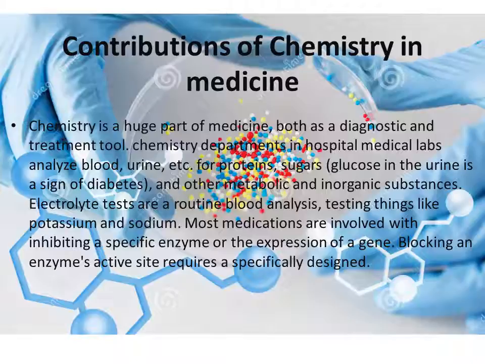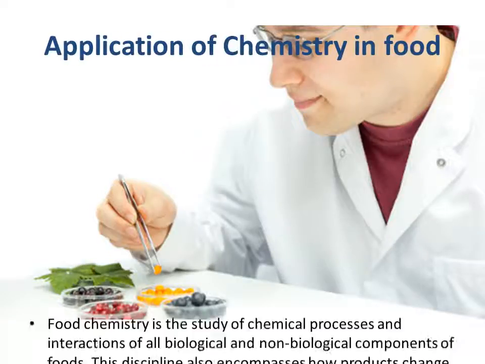Chemistry departments in hospitals and medical labs analyze blood and urine and other things for proteins and sugars. Glucose in the urine is a sign of diabetes and other metabolic and inorganic substances. Electrolyte tests are a routine blood analysis, testing things like potassium and so on. Most medications are involved with inhibiting a specific enzyme or the expression of a gene.